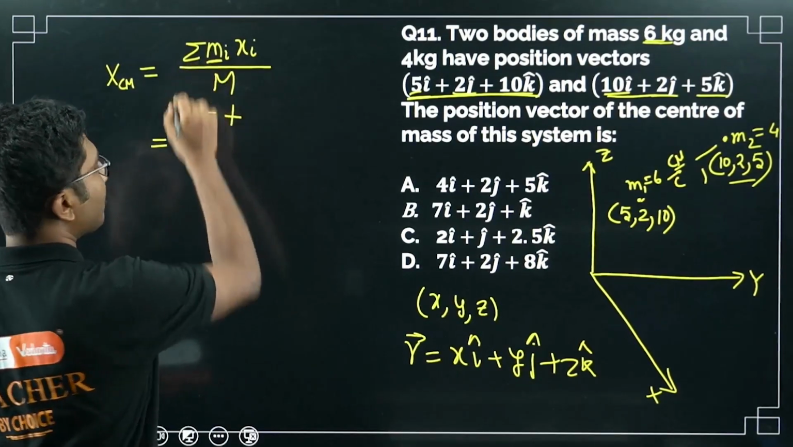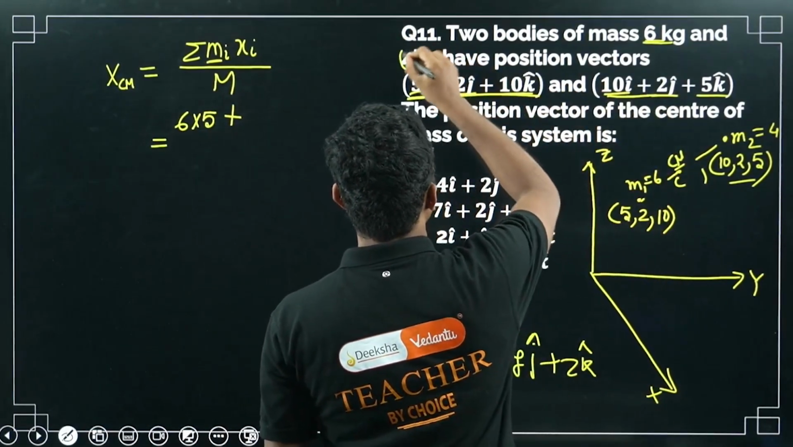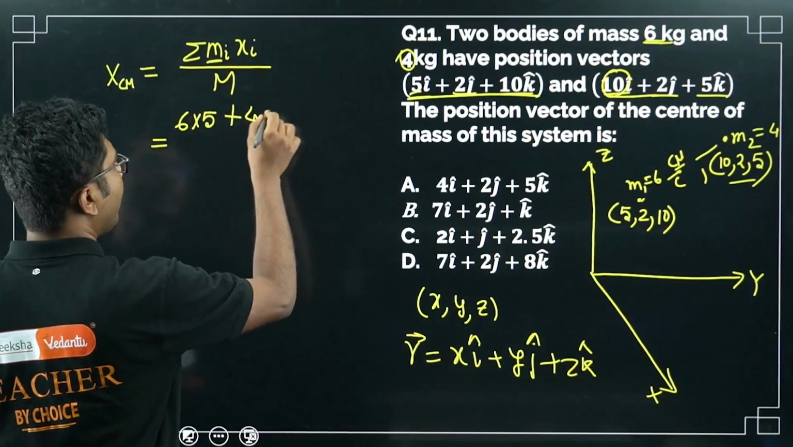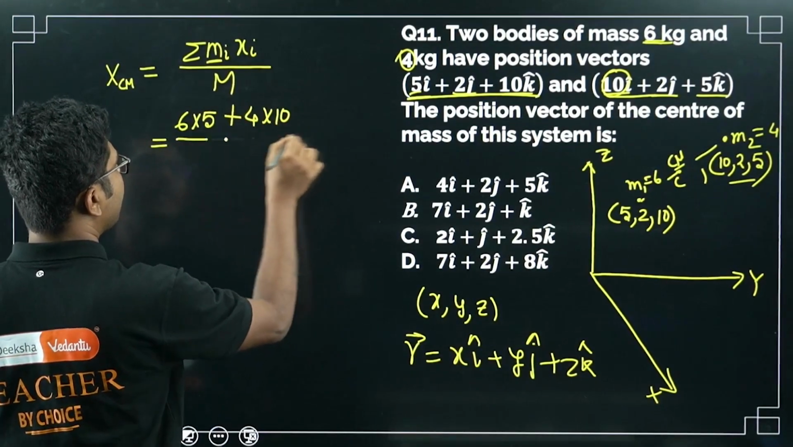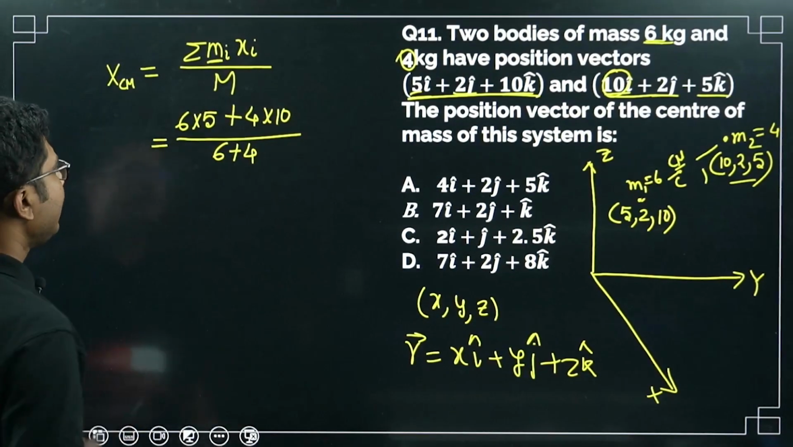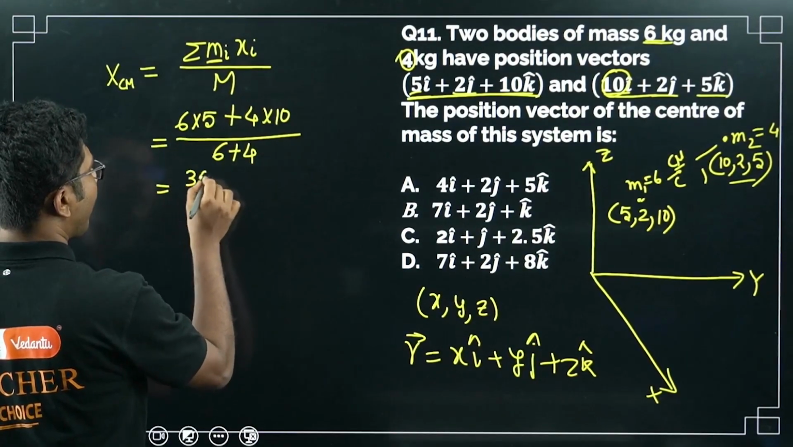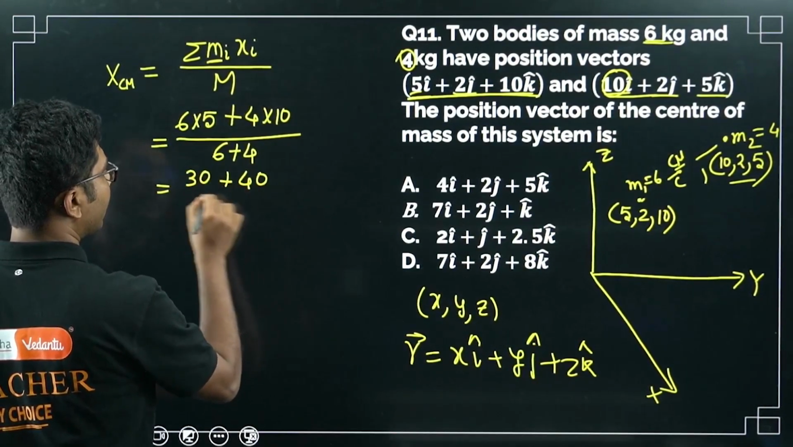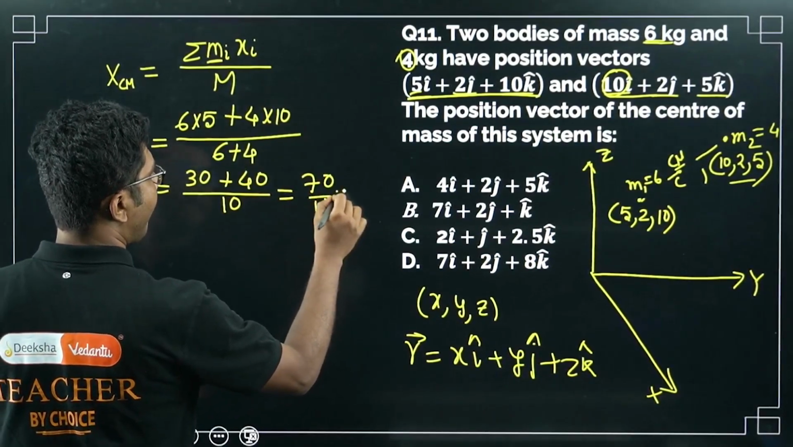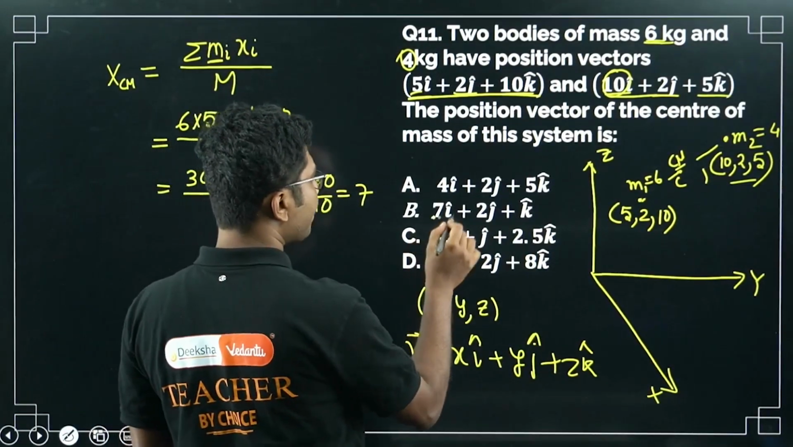Plus, some symbol is there, so it will be plus m2 x2. What is m2? M2 is 4, x2 is 10. So m2 x2 divided by total mass. Total mass is m1 plus m2, right? So calculate this value. 5 6s are 30 plus 40 divided by 10. So 70 by 10 is 7.